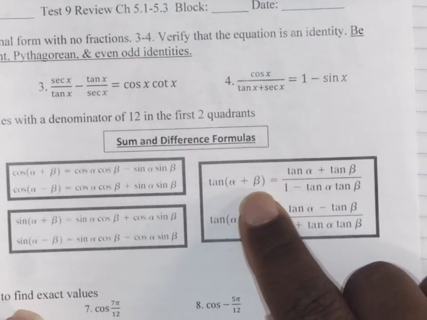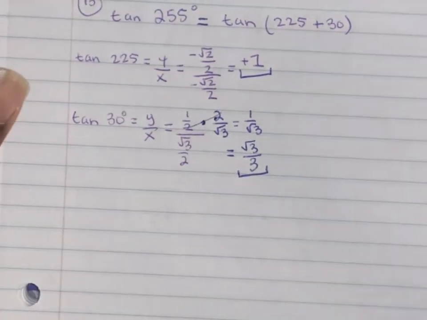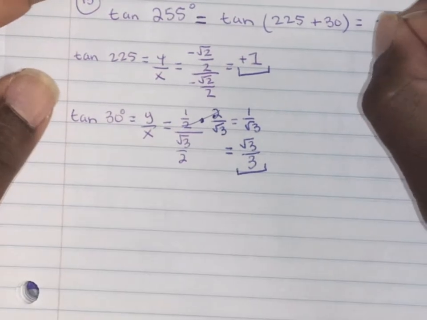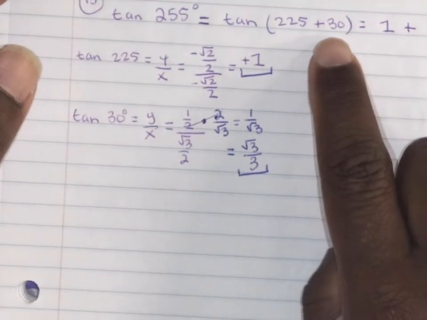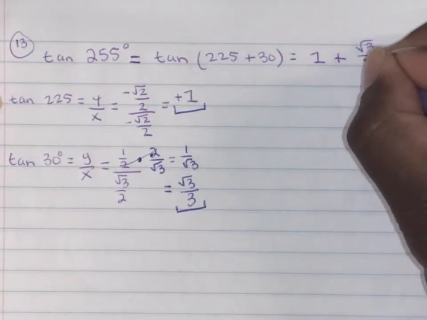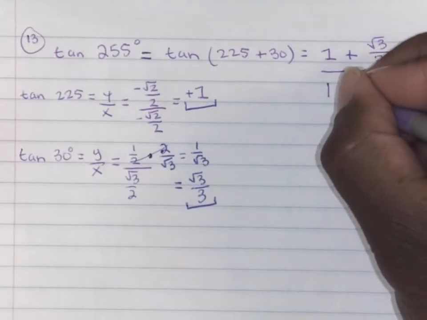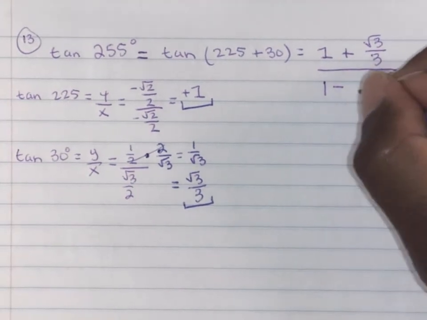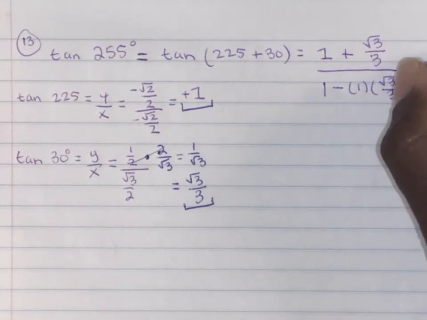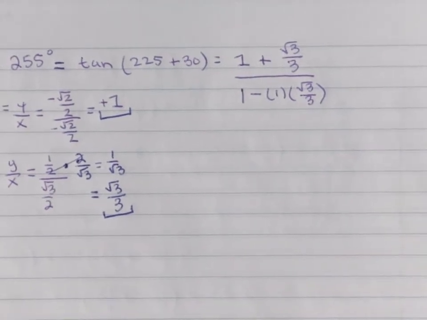And so I'll substitute them into this formula. Tangent of A plus B. The first angle is 225, so it would be 1 plus tangent of 30, which we said was root 3 over 3. Divided by, excuse me, 1 minus tangent A, which is just 1, times B, which is root 3 over 3. This is my answer. I just need to simplify it.